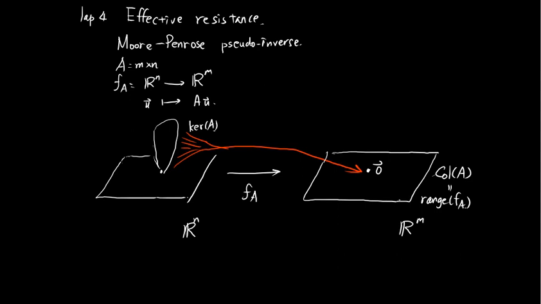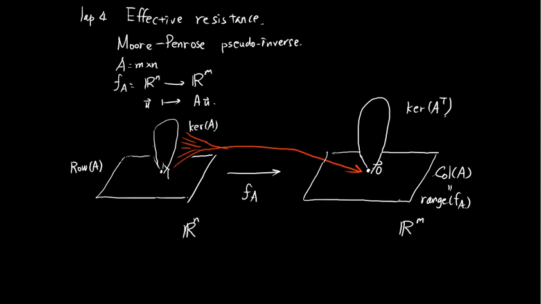Now we can do some geometry on here. This is the kernel, right? And the kernel is orthogonal to the other space, which is called the row space of A. Row space and kernel are orthogonal. And on the other side, we also have something called the left kernel. So this is the kernel of A transpose. We call that the left kernel.